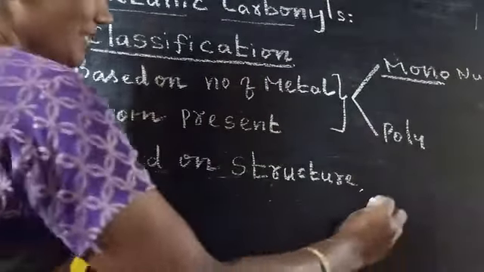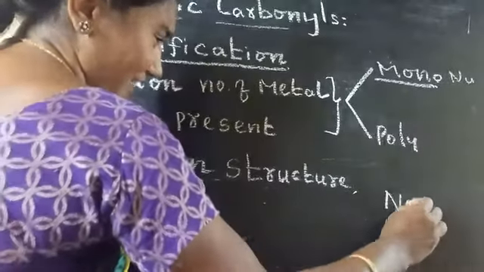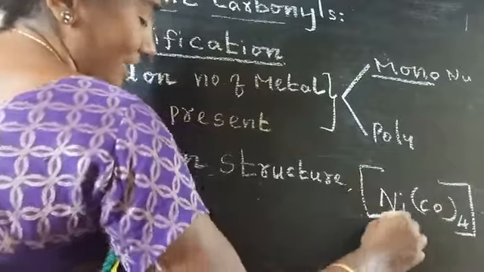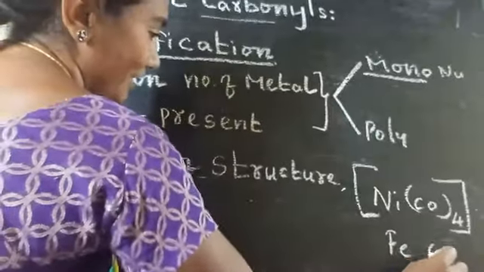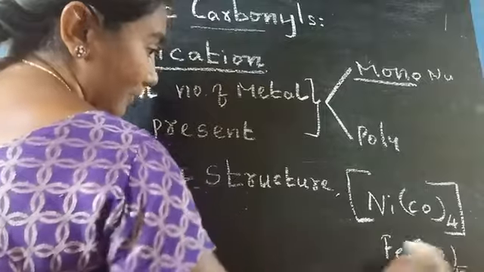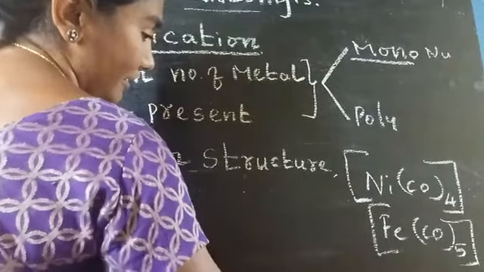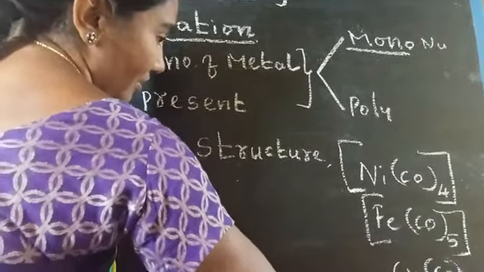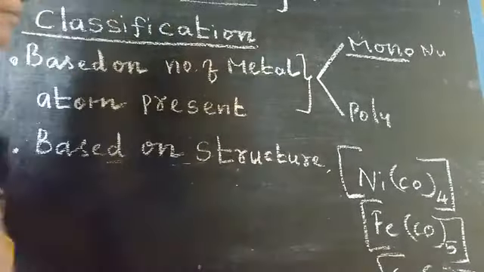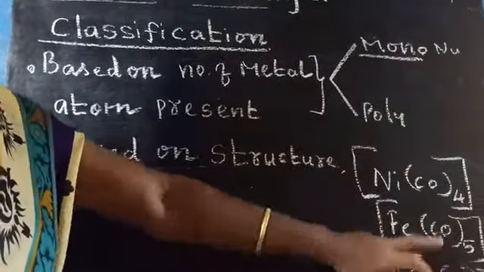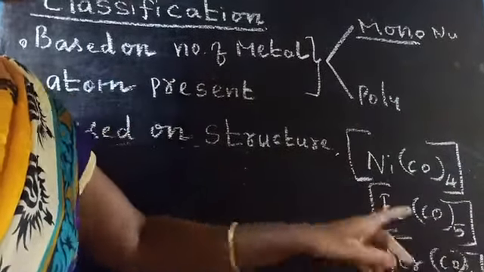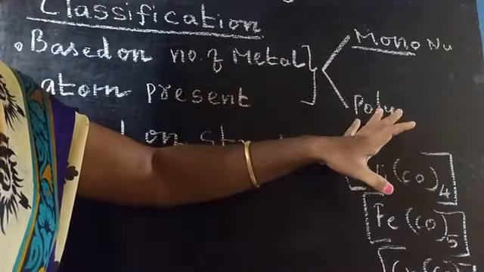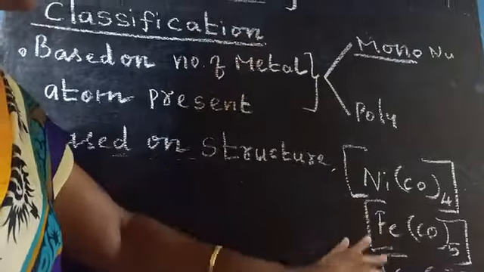Mono means it contains only one metal. See these examples: first Ni(CO)4, nickel tetracarbonyl. Fe(CO)5. Next, Cr(CO)6. Here, how many metals are present? The ligand varies: 4, 5, 6. But only one metal. So a mononuclear carbonyl contains only one metal.